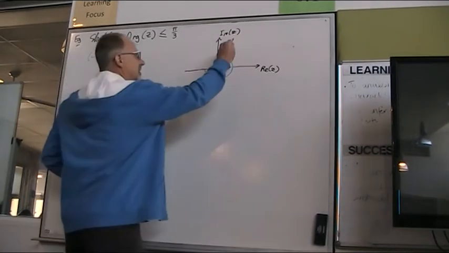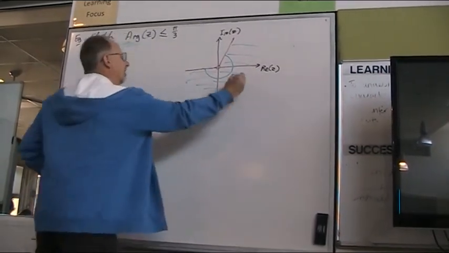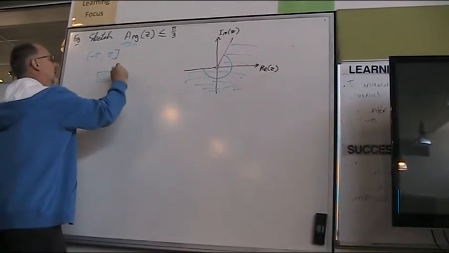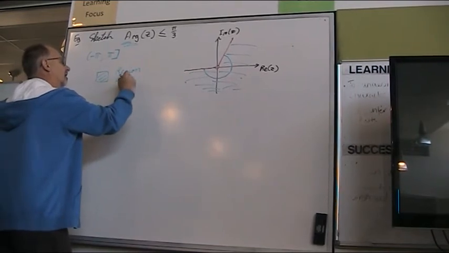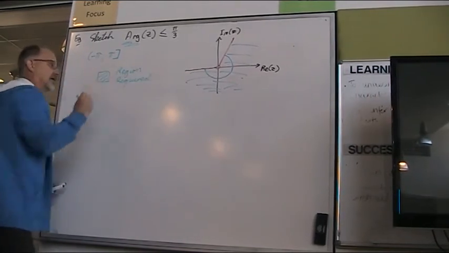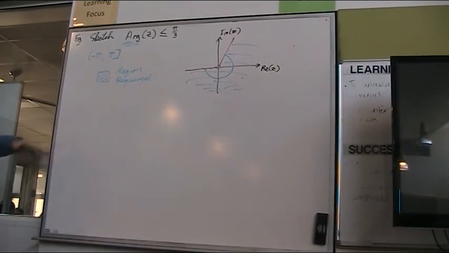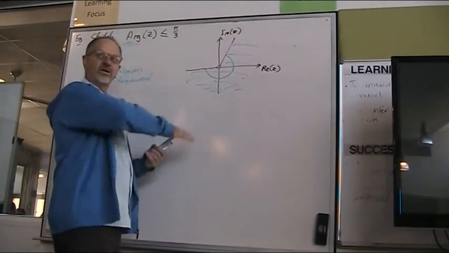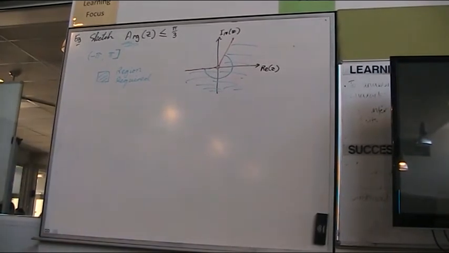All right, normally what we would do is we would shade like that, and so that's my region I require. So any complex number in here, the angle to it is less than or equal to pi on 3.